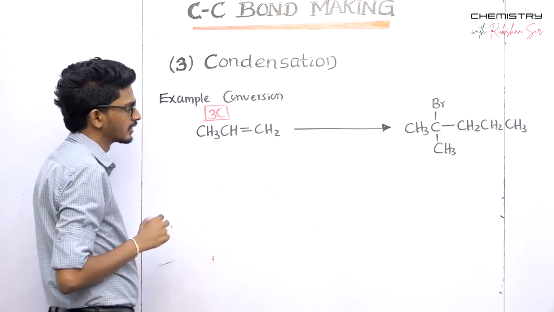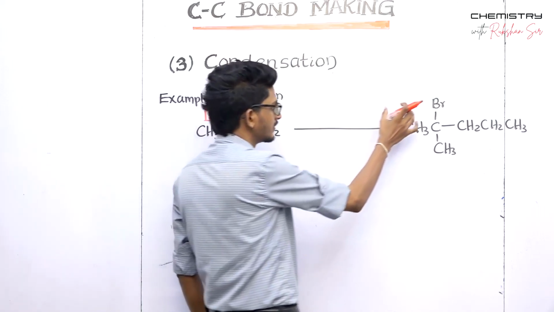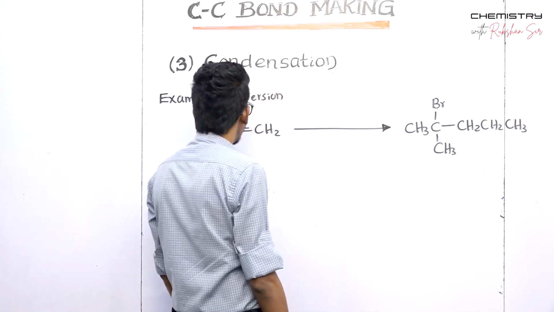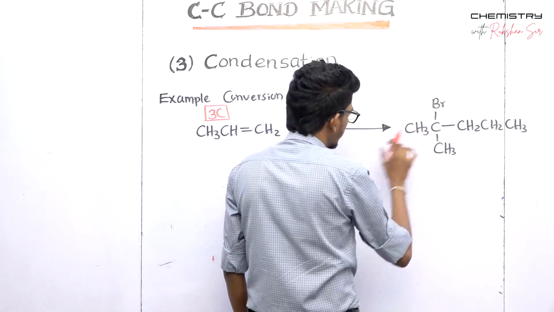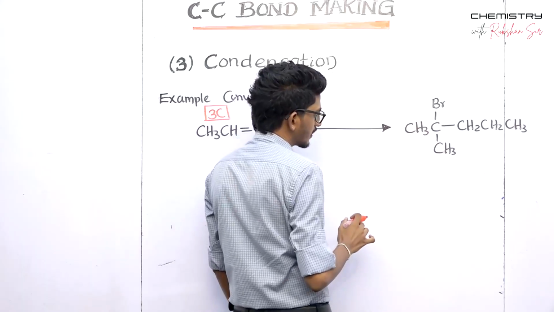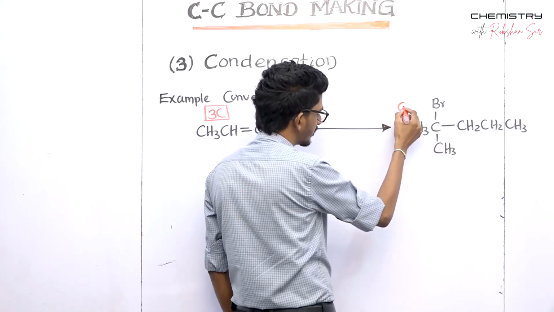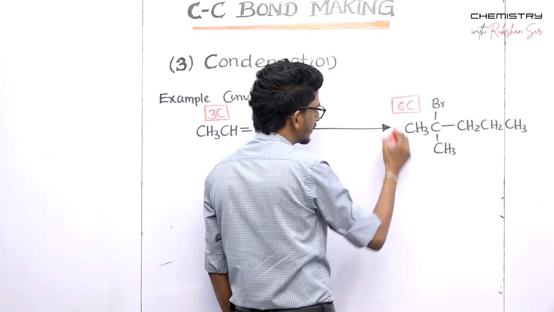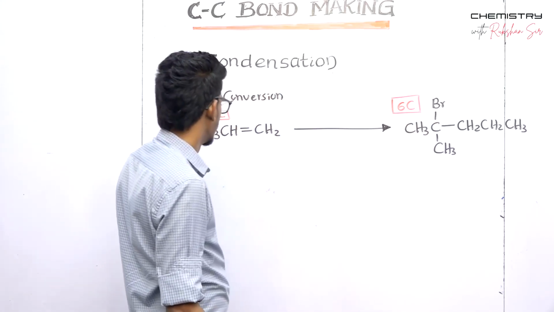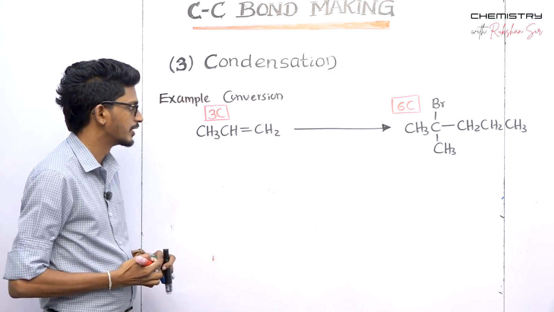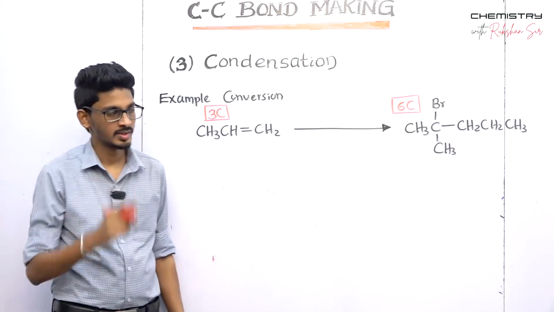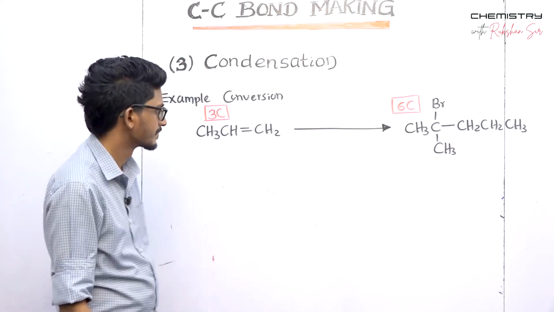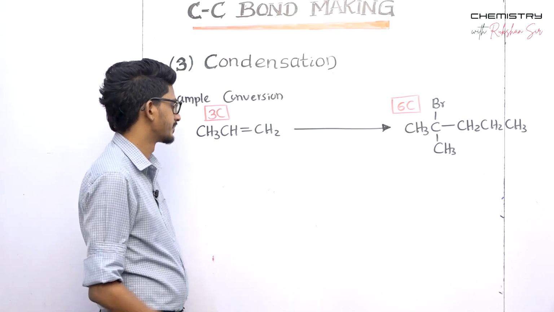You are starting with a 3 carbon compound, and with this one you are with a 6 carbon compound. Started with a 3 carbon compound, and now you are with a 6 carbon compound. So carbon number multiplied by 2. So you can think of a condensation technique here, right?